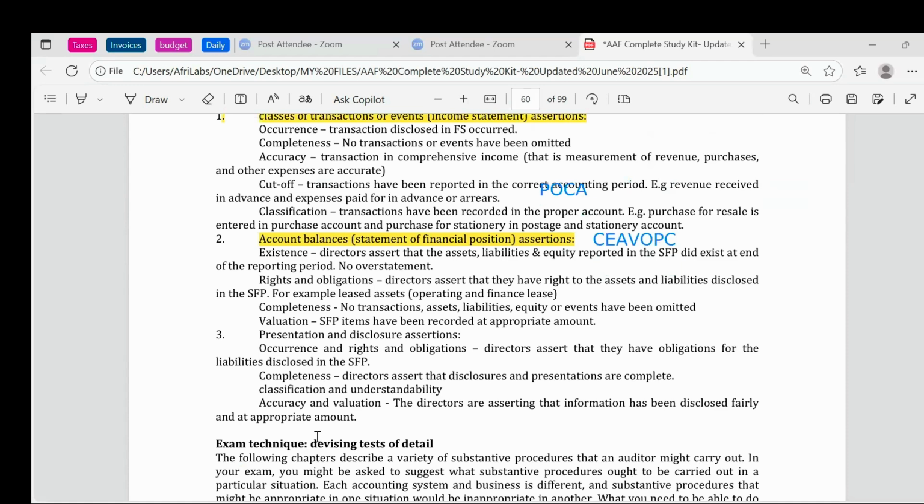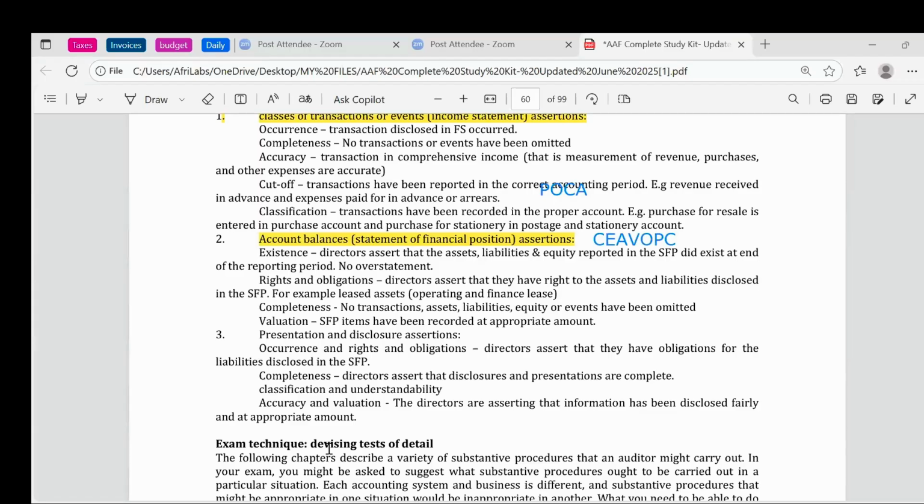The first C here, you know, there are two C's, so the last C is actually raised to power 2. But the first C here is completeness. Completeness means that no transactions, either your asset, liability, equity, everything that falls under your SOFP, must have been omitted. Completeness is to make sure that everything that happened within that financial year has been properly captured. That's C.